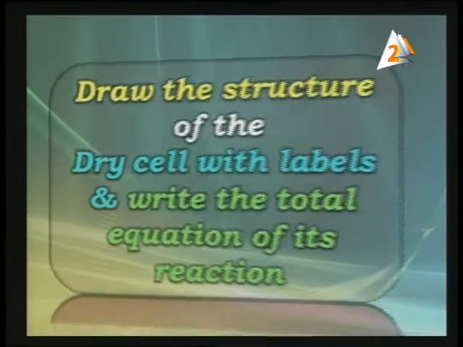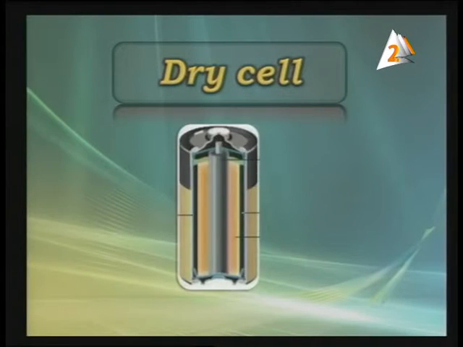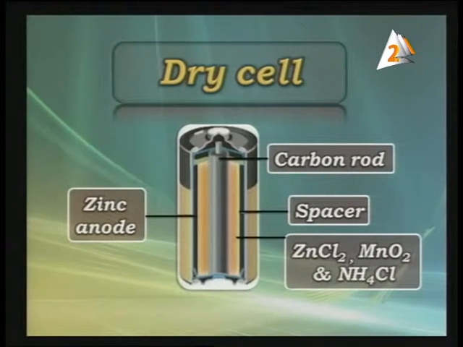Let's see this one. Dry cell. What is meant by a dry cell? It is like this. We have a case, and it contains many things inside. Number one, we have the carbon rod, we have the spacer, we have ZnCl2, MnO2 and NH4Cl, and we have the zinc anode.